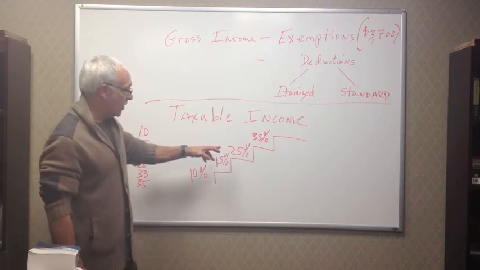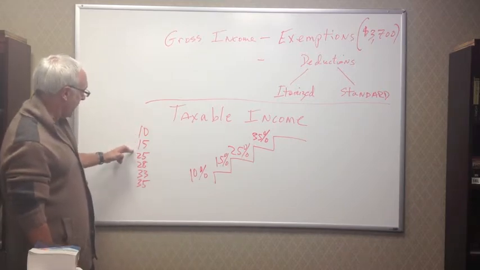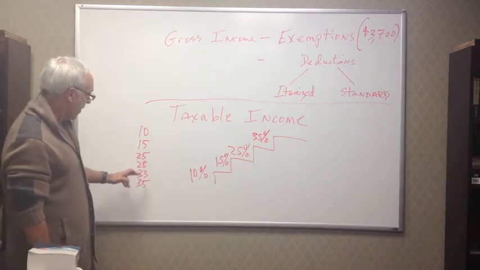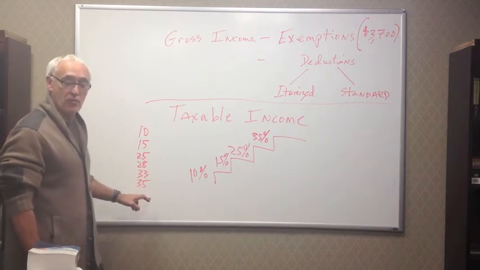The tax rates, by the way, in the Internal Revenue Code start at 10, then 15, 25, 28, 33, 35. That's the highest tax rate in the United States Internal Revenue Code.